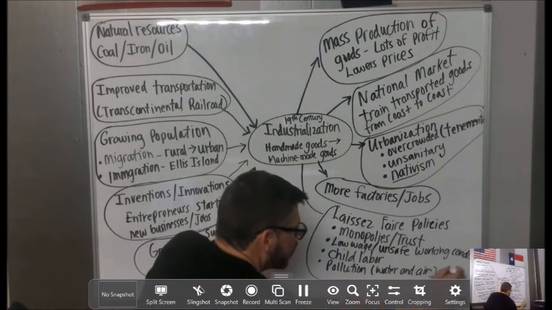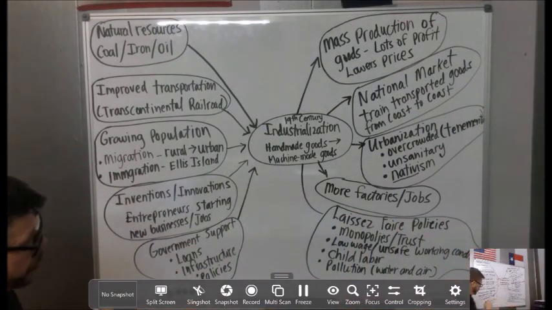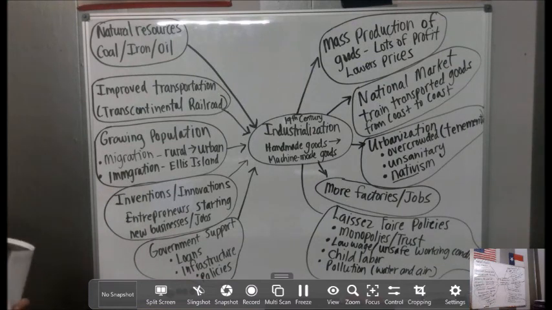And this is a multi-flow map on the topic of industrialization. So that's how you create one. All right? Thank you for watching.